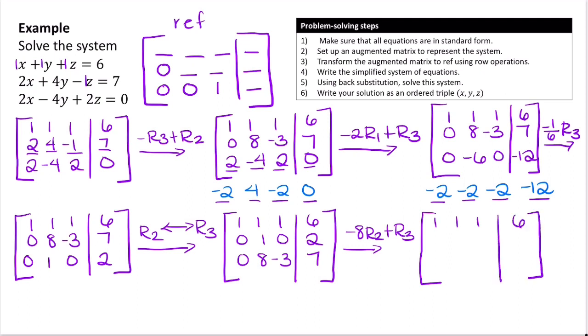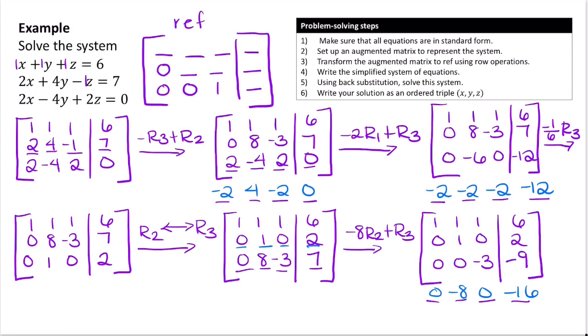And let's see, we have 0, 1, 0, 2. And so now let's see what negative 8 row 2 is going to look like. So we have 0. 1 times negative 8 will be negative 8. 0 again. And then 2 times negative 8 will be negative 16. So let's go ahead and add these values to row 3. So 0 plus 0 will be 0. 8 plus negative 8 will be 0. Negative 3 plus 0 will be negative 3. And 7 plus negative 16, that's going to be negative 9.